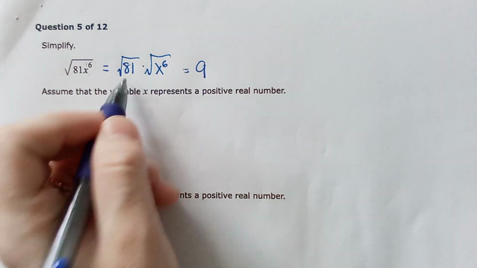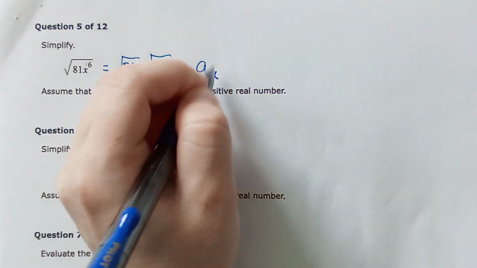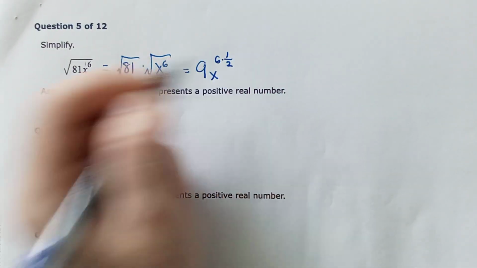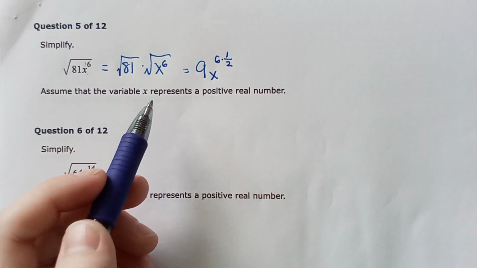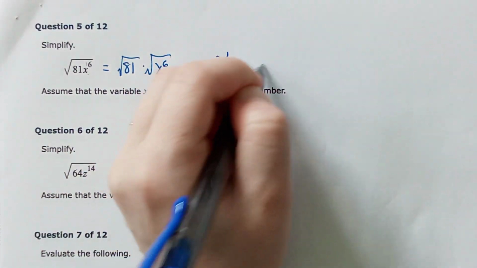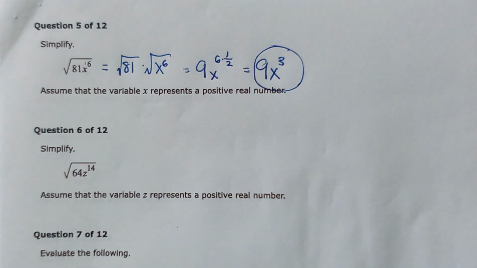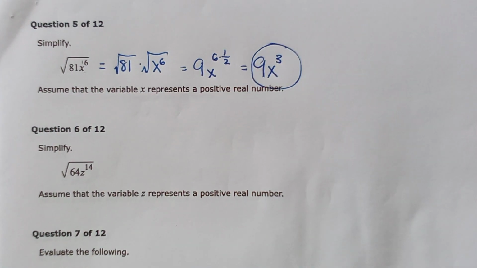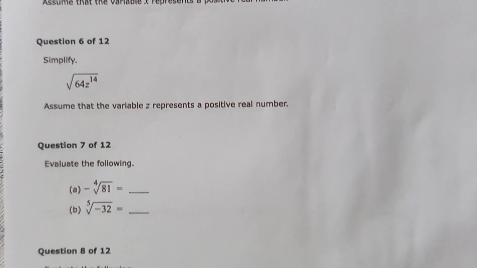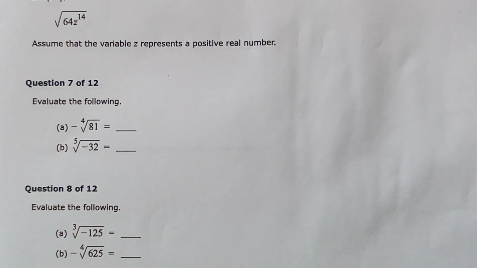So now I've got 9 for the square root of 81, and then I've got x to the 6 times 1/2 to get it out of its square root. So that is 9 times x to the 3rd. Alright, look at us. That's 3 problem types down.